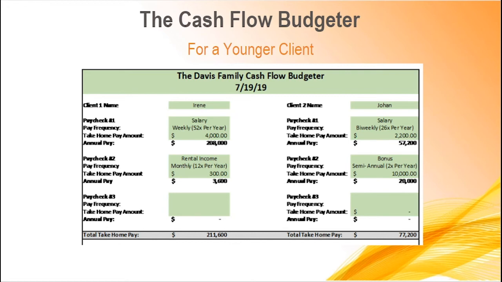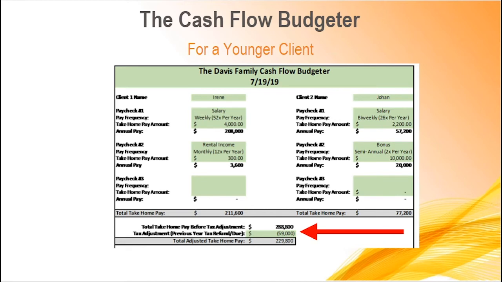For Joanne, it's $77,200. That's his salary plus his semi-annual bonus. You add the two of those together, and that's their total household take-home pay. In the section right below, it adds everything together. So as I mentioned, you can see their total take-home pay before tax adjustments is $288,800.